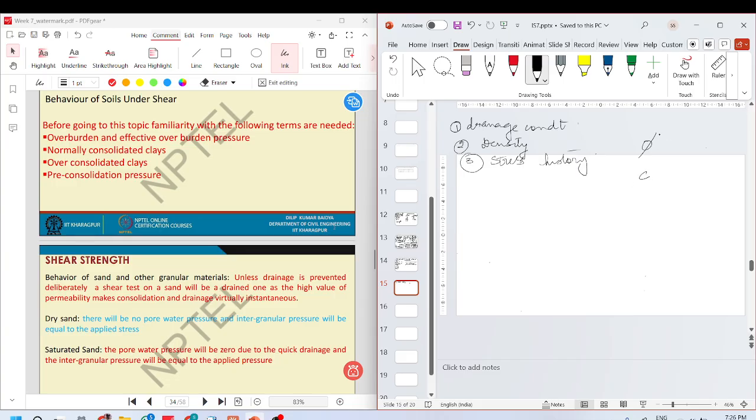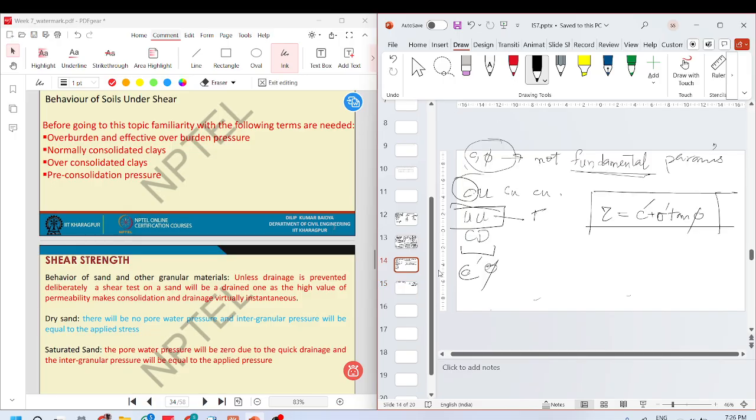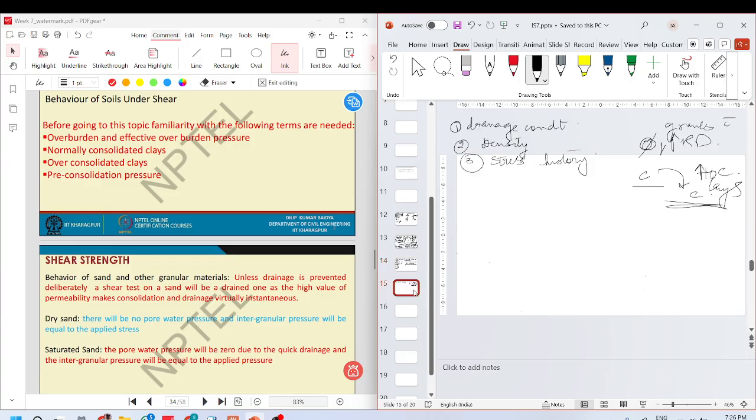So your question was which have high phi and maximum c. For maximum phi we can say gravel with very high relative density. And then we have clays, highly over consolidated clays. We can have high c for these. Does that answer your question?